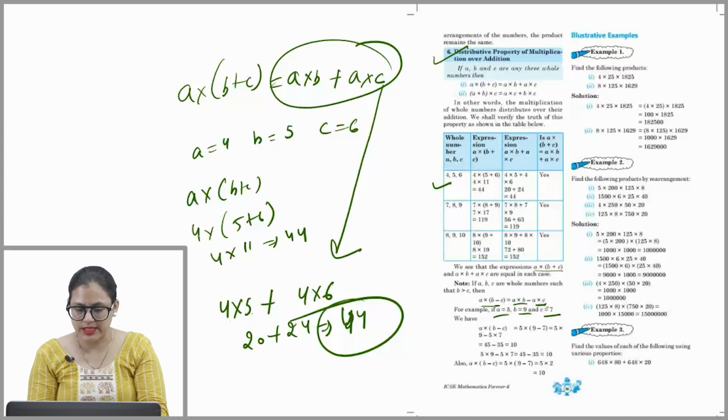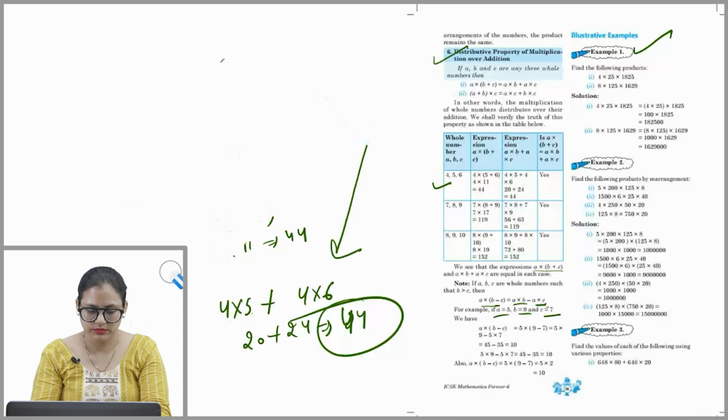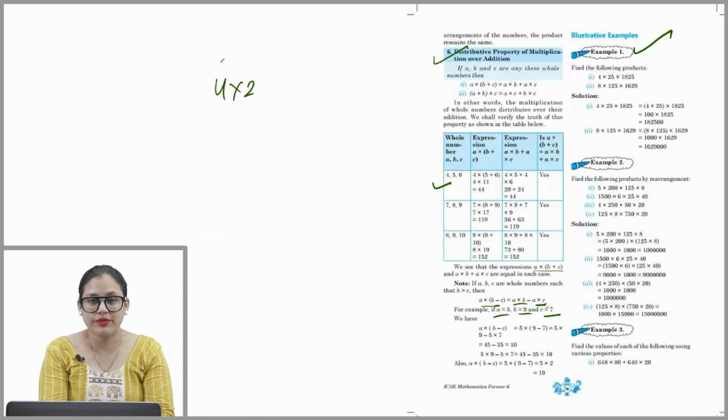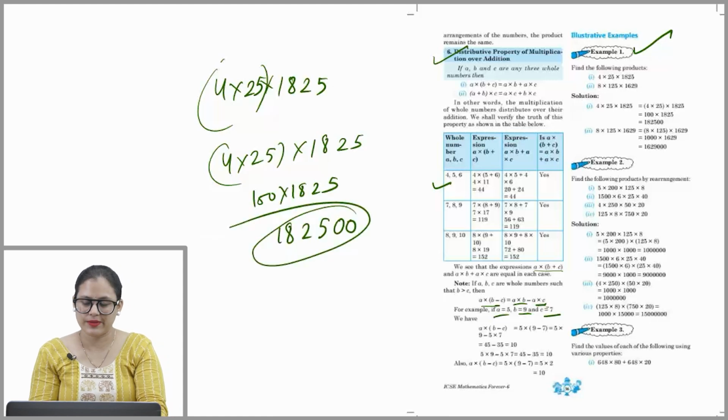Now let's do example 1. Find the following products. How will you do it? 4 into 25 into 1825. First you will multiply these two numbers, 4 into 25, which is 100. Then 100 into 1825. Now let's multiply. We will add two zeros here, right?